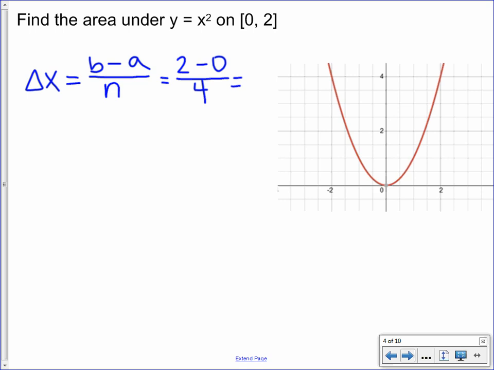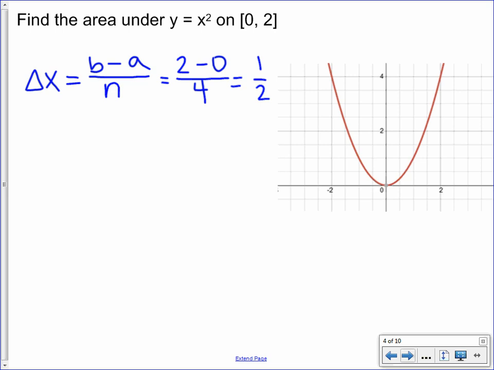Why not 8, or 16, or 84 million? Because 4 is going to be nice for us to calculate in our head, okay? Because we're going to go with a nice, easy example. So what is our change in x? 1/2. That is going to refer to the width of our rectangles. The change in x is the width of our rectangles.